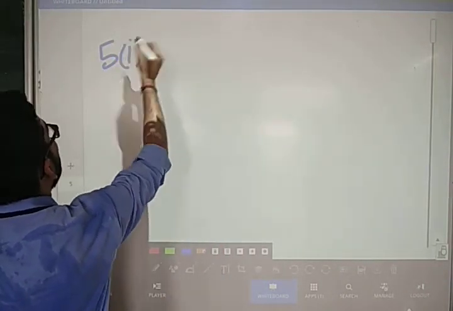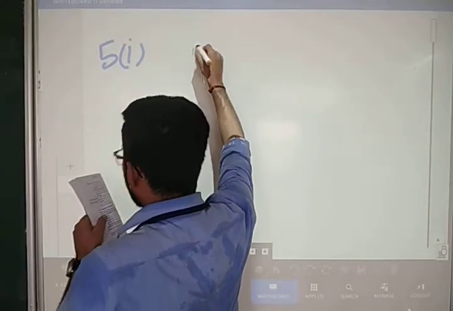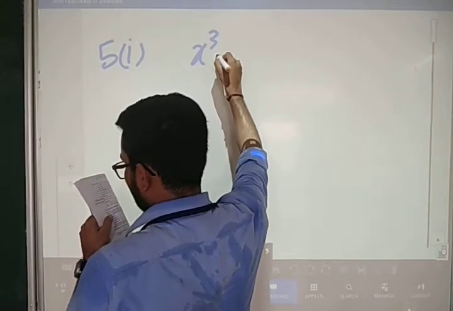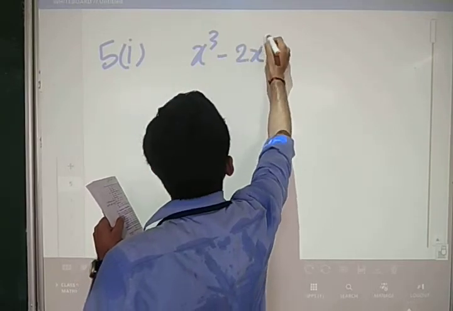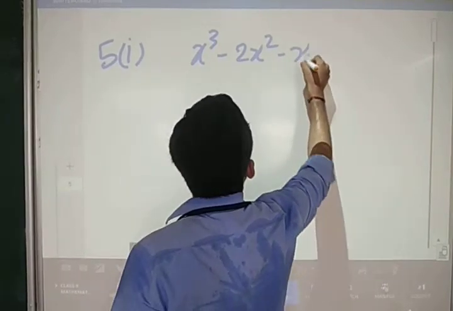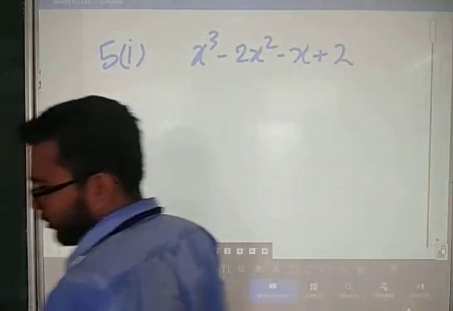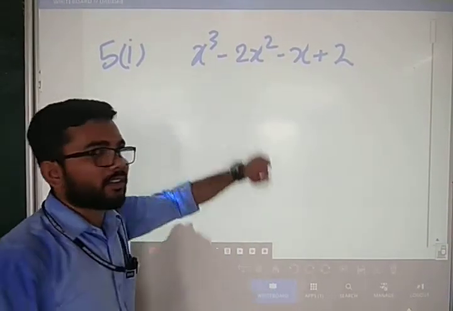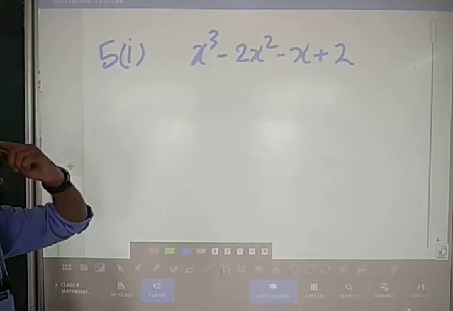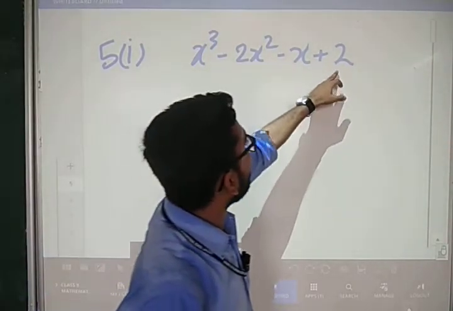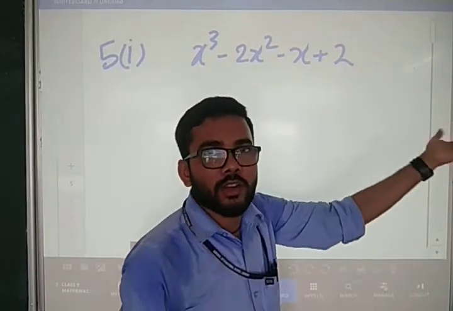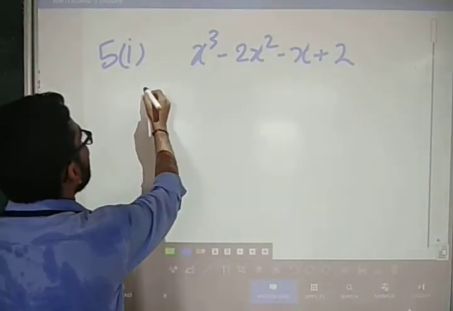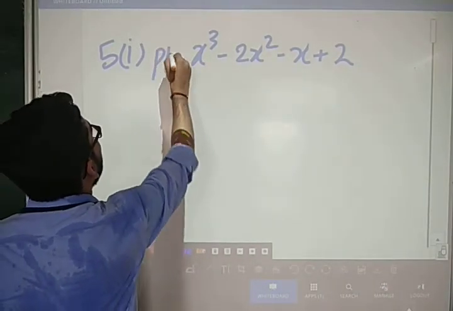Let us suppose x cube minus 2x squared minus x plus 2. Okay. So this is a cubic polynomial and you need to find the factors. How will you find them? Here you need to find the factors of 2. So 1 and 2 are the factors. So let us put, this is a polynomial p(x).